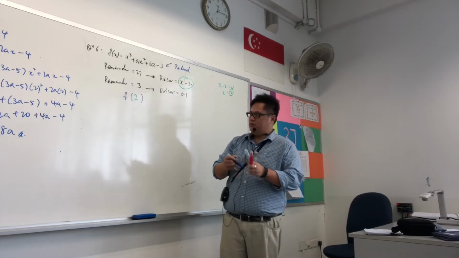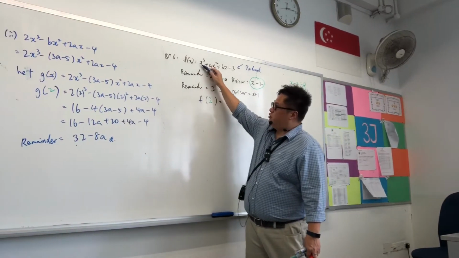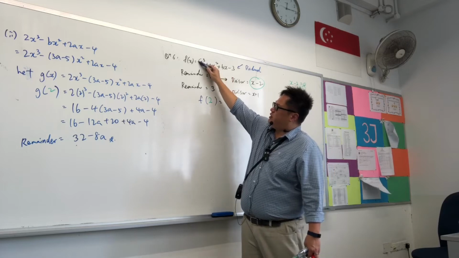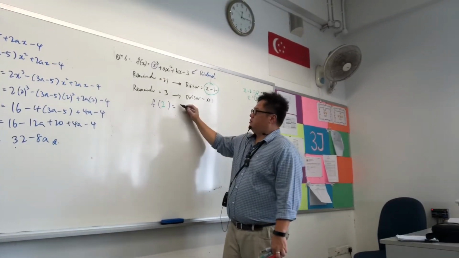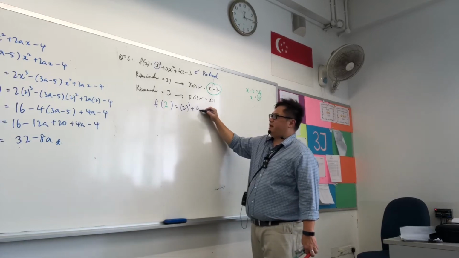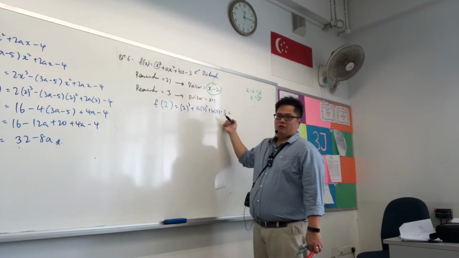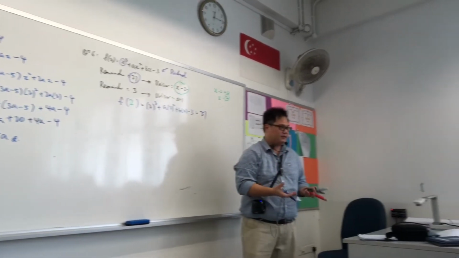So now this is 2, so f(2). If it's x, all you have to do is replace every x with the number 2. So 2 cubed plus a times 2 squared plus b times 2 minus 3 equals what? The remainder. The remainder is 27. So this is how we get it.